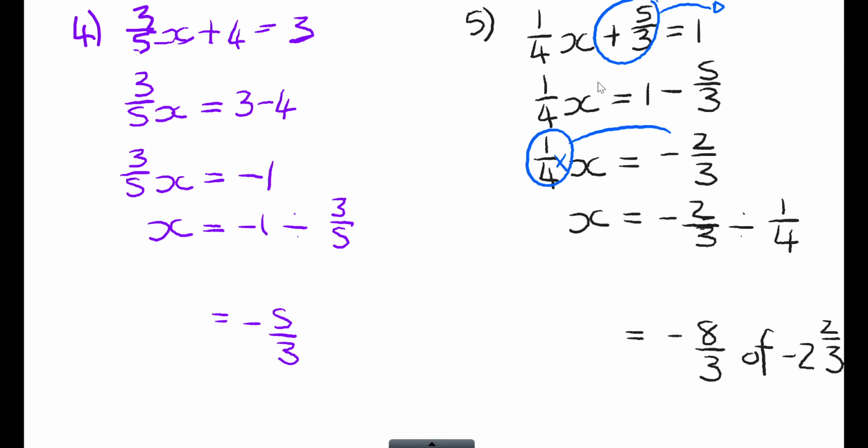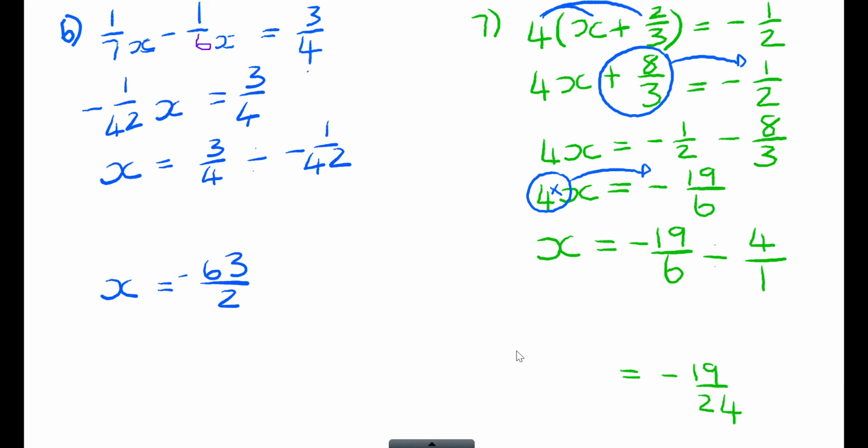Okay, and then at number 5, first get rid of this because we want normal numbers on the right-hand side and unknowns on the left-hand side. So this plus 5 over 3, if I take it over, it becomes minus 5 over 3. 1 minus 5 over 3 is going to give me minus 2 over 3. Then I've got to get rid of that times a quarter. So if I take it over, it becomes divided by a quarter. And that will give you minus 8 over 3. Or if you wanted to write it as a mixed number, minus 2 and 2/3.